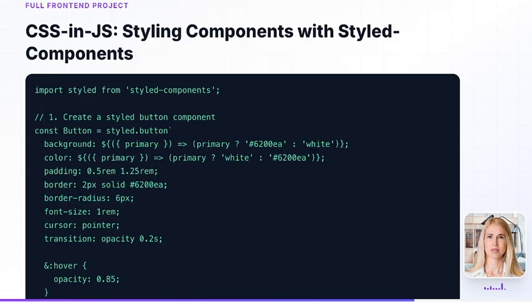CSS-in-JS libraries like styled-components let you write actual CSS scoped directly to a component, with full access to props for dynamic styling. Here we create a button with a primary variant driven by a prop, then extend it into a large button, no class name collisions, no separate style sheet. This pattern keeps styles co-located with the component logic, making your codebase easier to maintain and refactor.